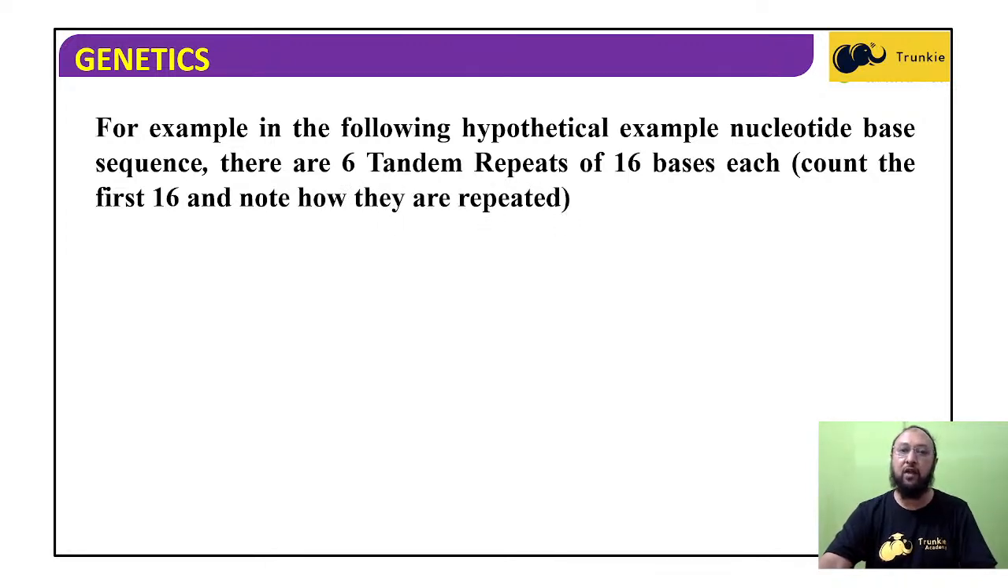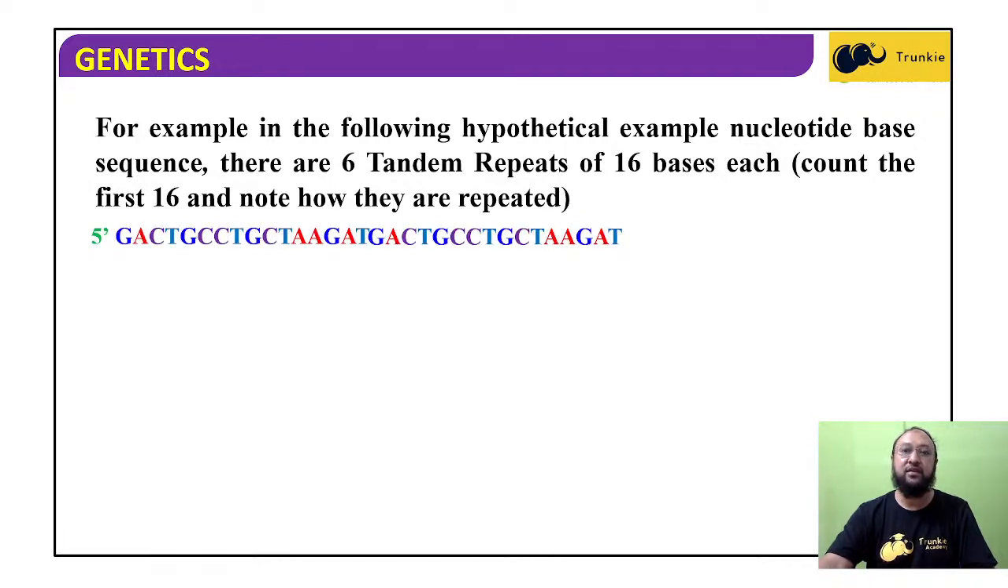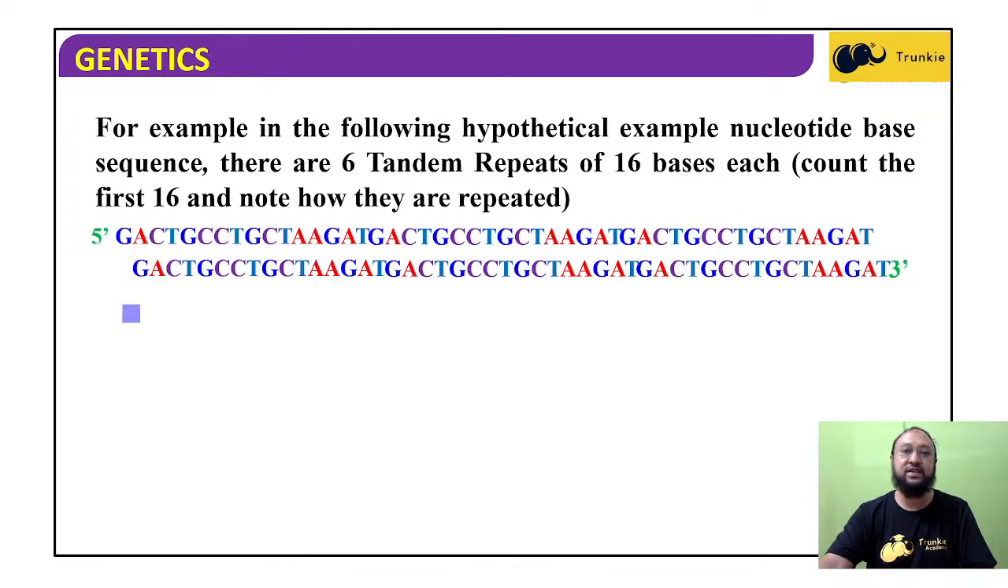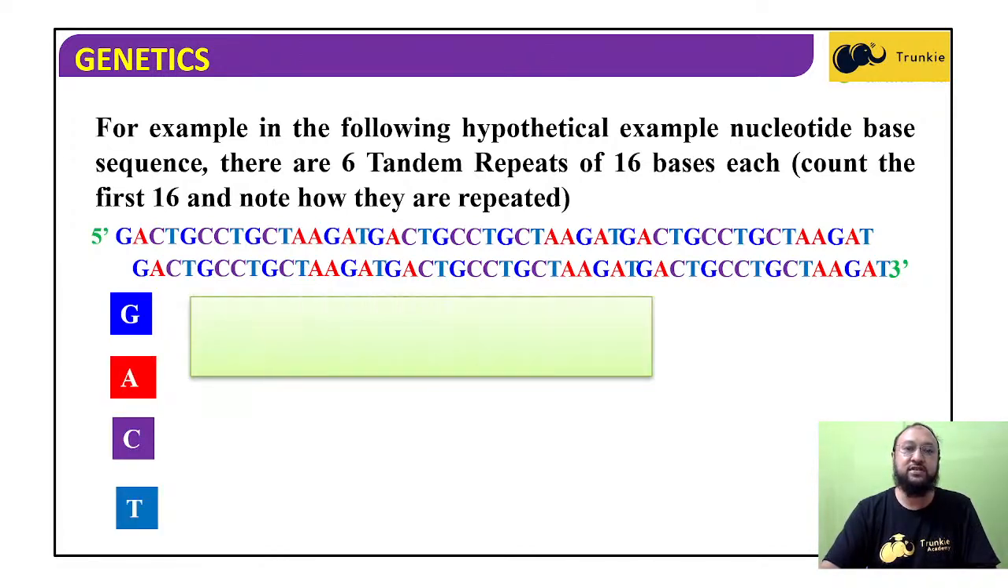For example, in the following hypothetical nucleotide base sequence, there are 6 tandem repeats of 16 bases each. Count the first 16 and note how they are repeated. Here you can see the repetition, and this is a repeat: GACT, TAAGA. This is a repetition.